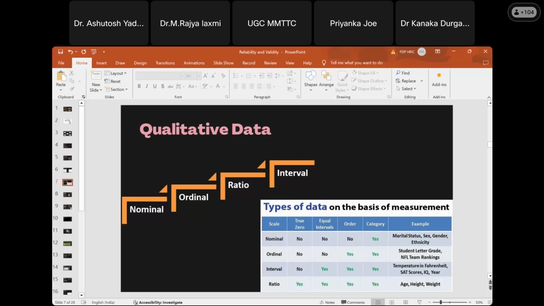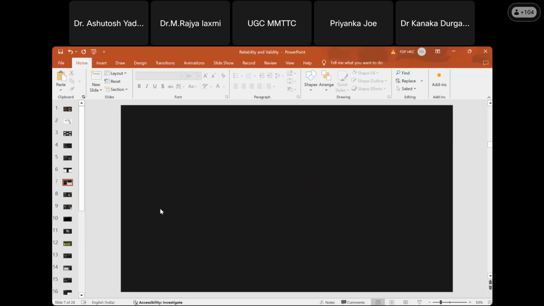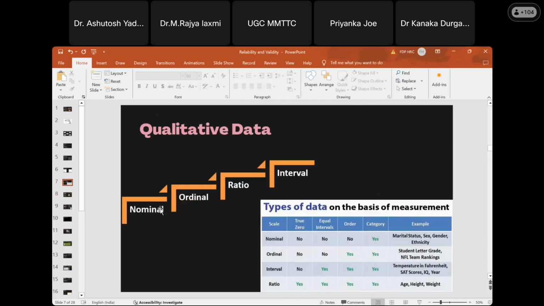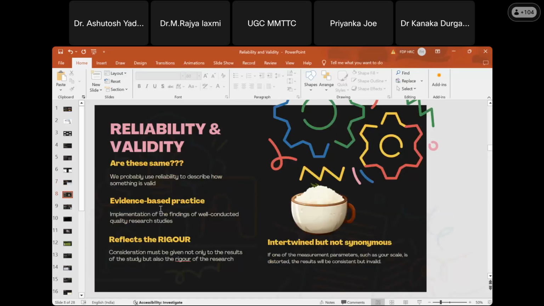Okay, now, since we have established a bit of basics about the data and different types of data and measurement scale, now we will talk about reliability and validity, and we will start from the basics, the basic layman's definition of reliability and validity, and then we'll move into the technicalities of reliability and validity. Now, in everyday life, we probably use reliability.